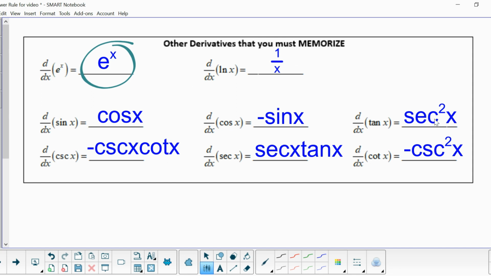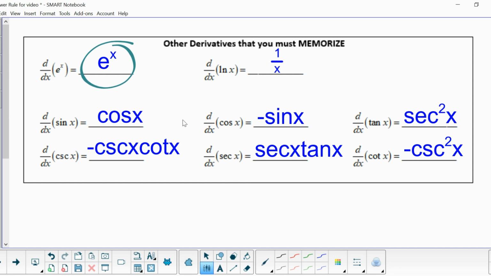And then these are all of your 6 trig functions, which, yes, you're going to have to memorize these as well. So instead of having to use the limit definition of the derivative like we've been doing up to this point, you now have, again, what we call these shortcuts. However, there's a lot of them, right?